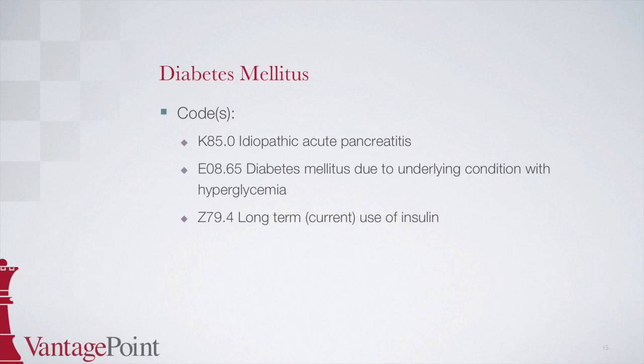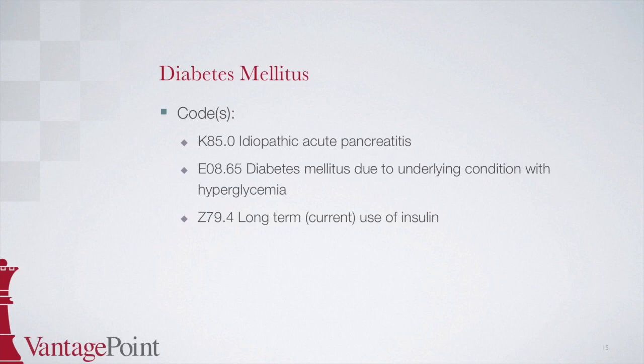E08.65, diabetes mellitus due to underlying condition with hyperglycemia. To locate this code, you would start with diabetes in the alphabetic index and then look for due to underlying condition. Once you're there, indented below is the term with, and under the term with, you would look for hyperglycemia, which points to E08.65, which you would then confirm in the tabular.